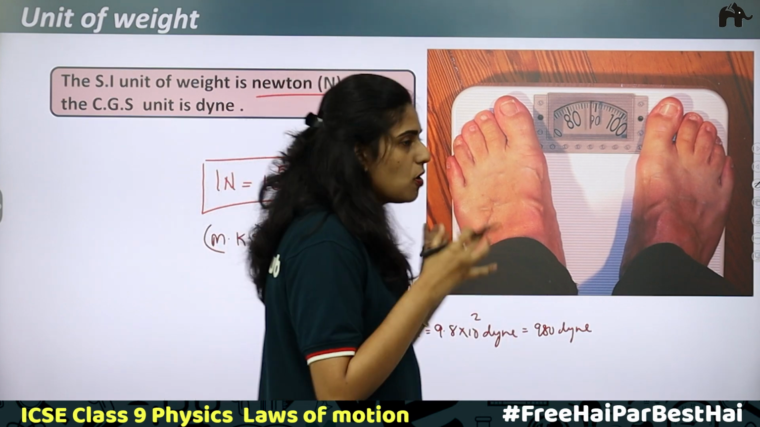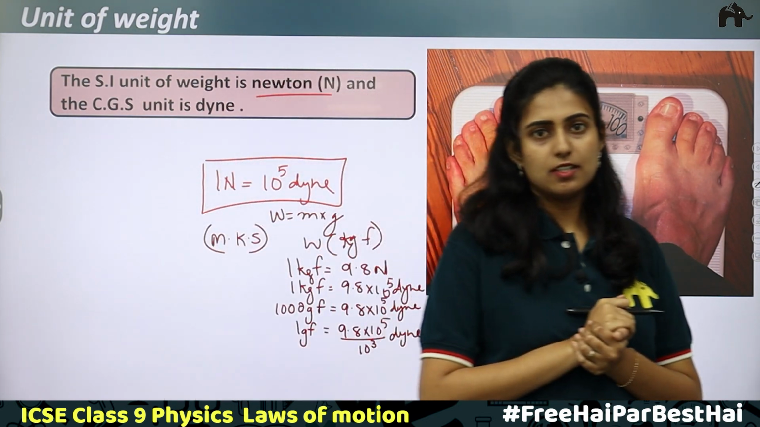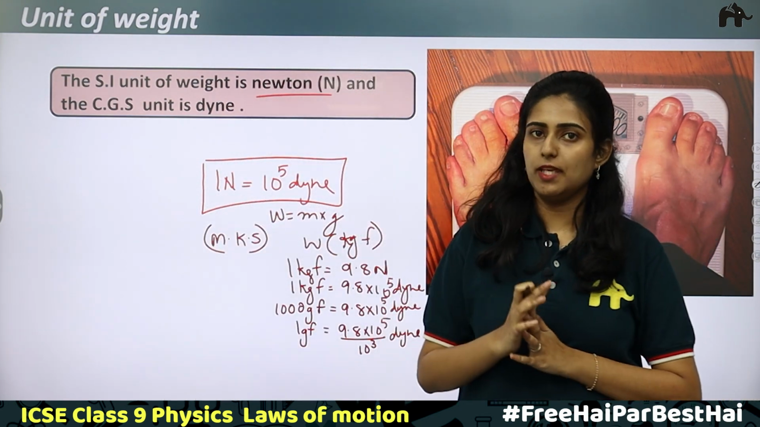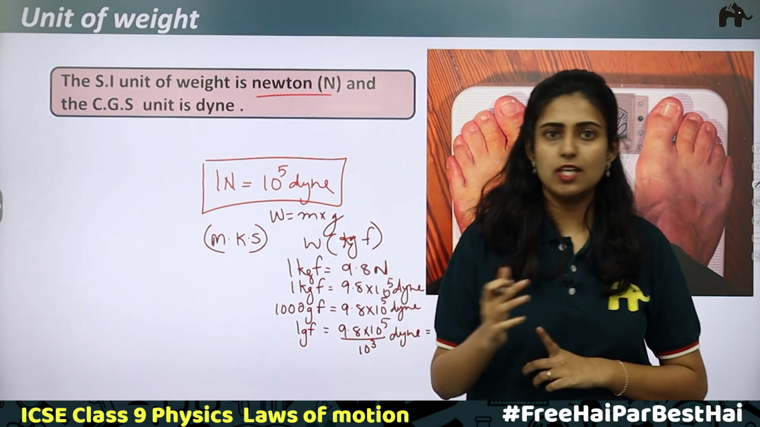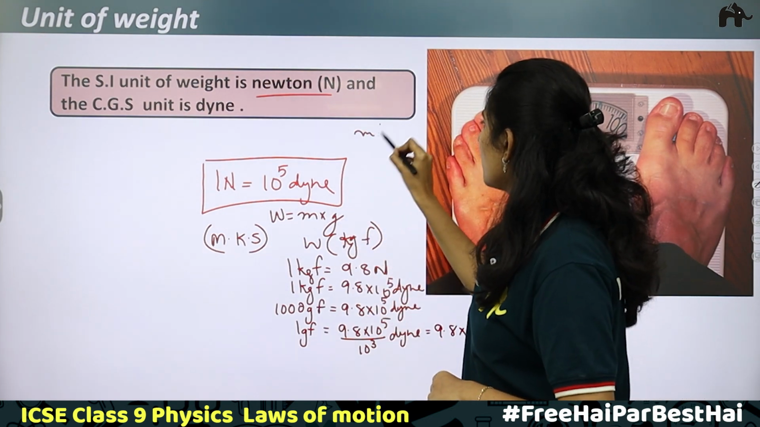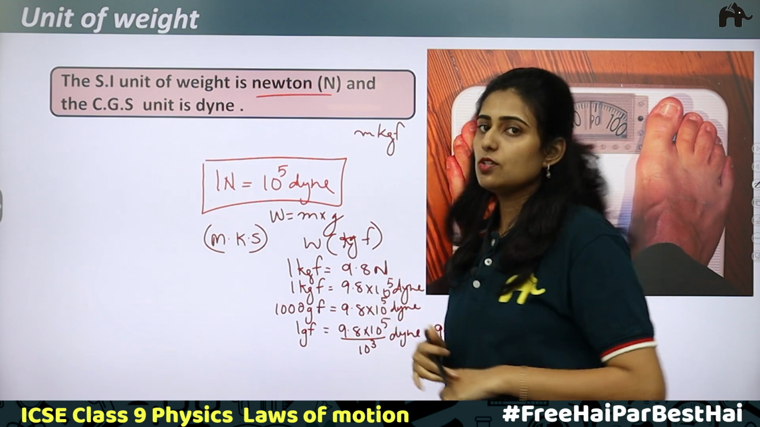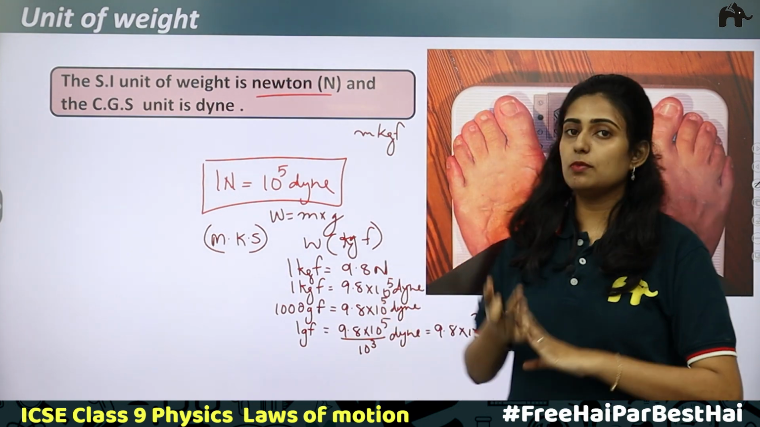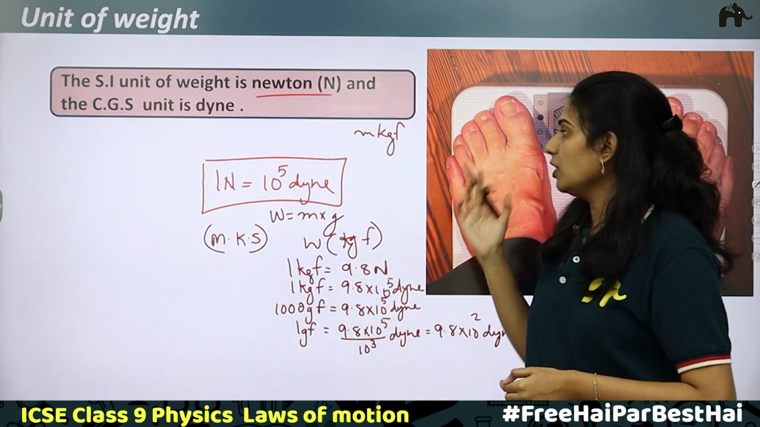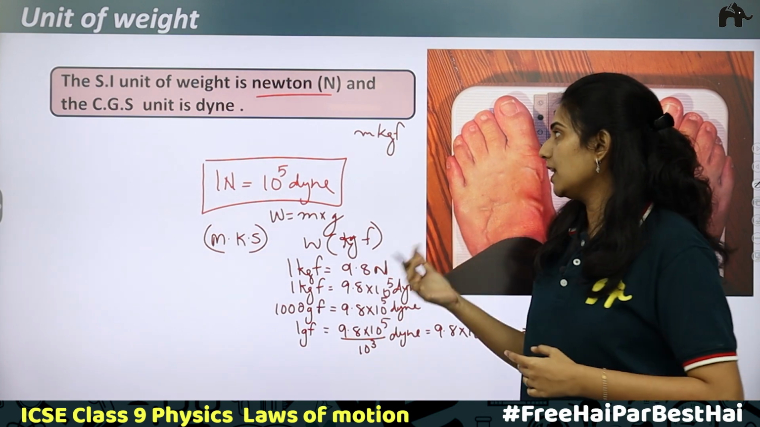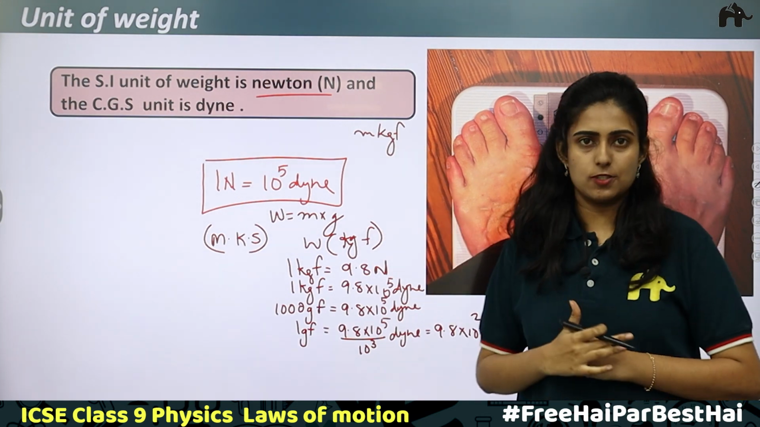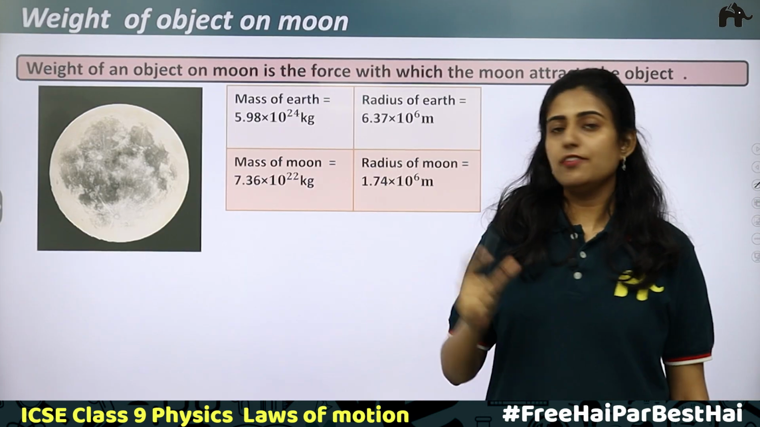So if you have a body of mass m kilogram, its weight in the MKS system will be m kilogram force. If you are using a spring balance, you will be getting the weight in newtons, and if you are using a physical balance, then you will be getting the weight in kilogram force. Understood?